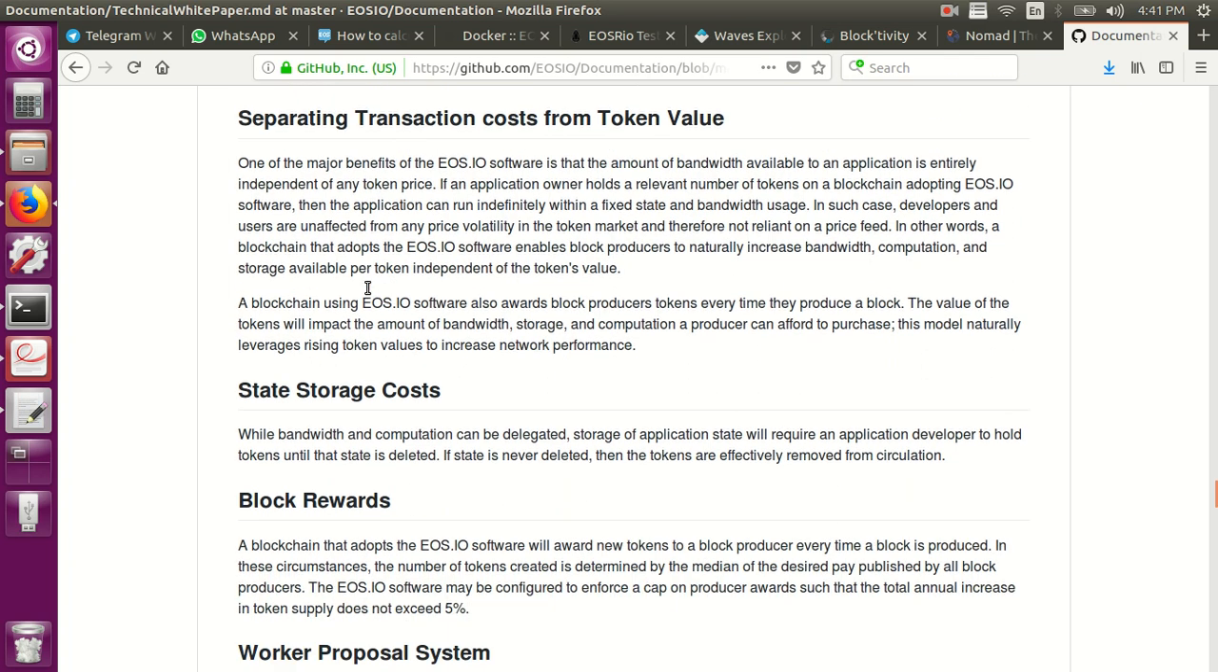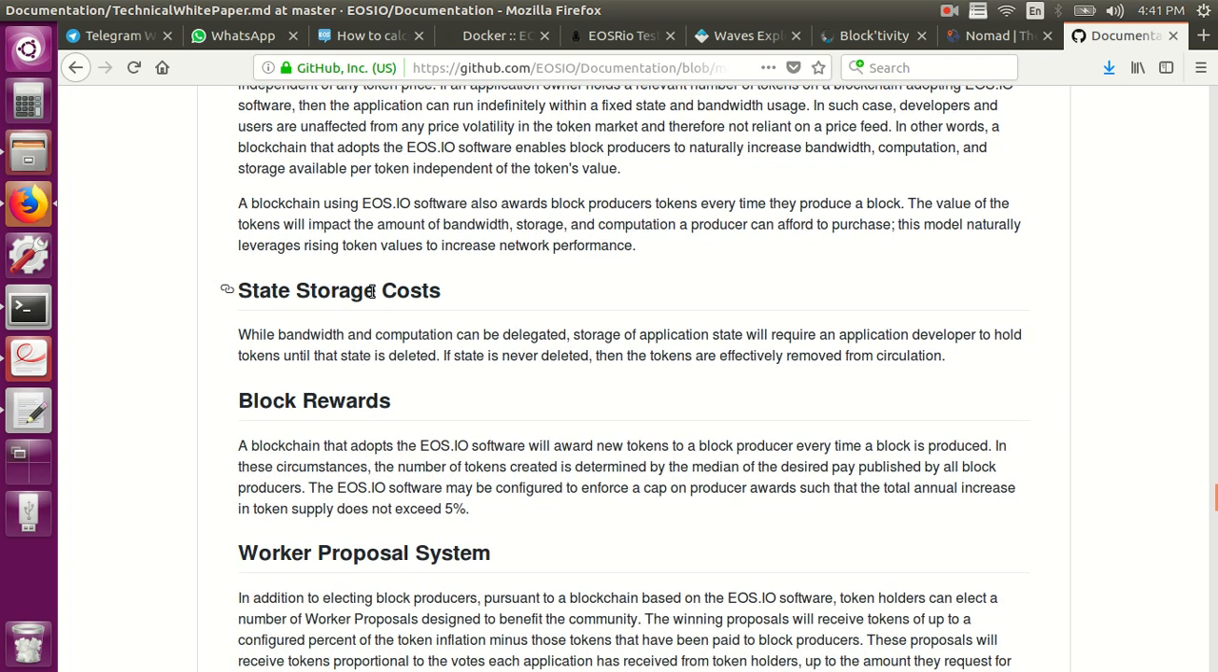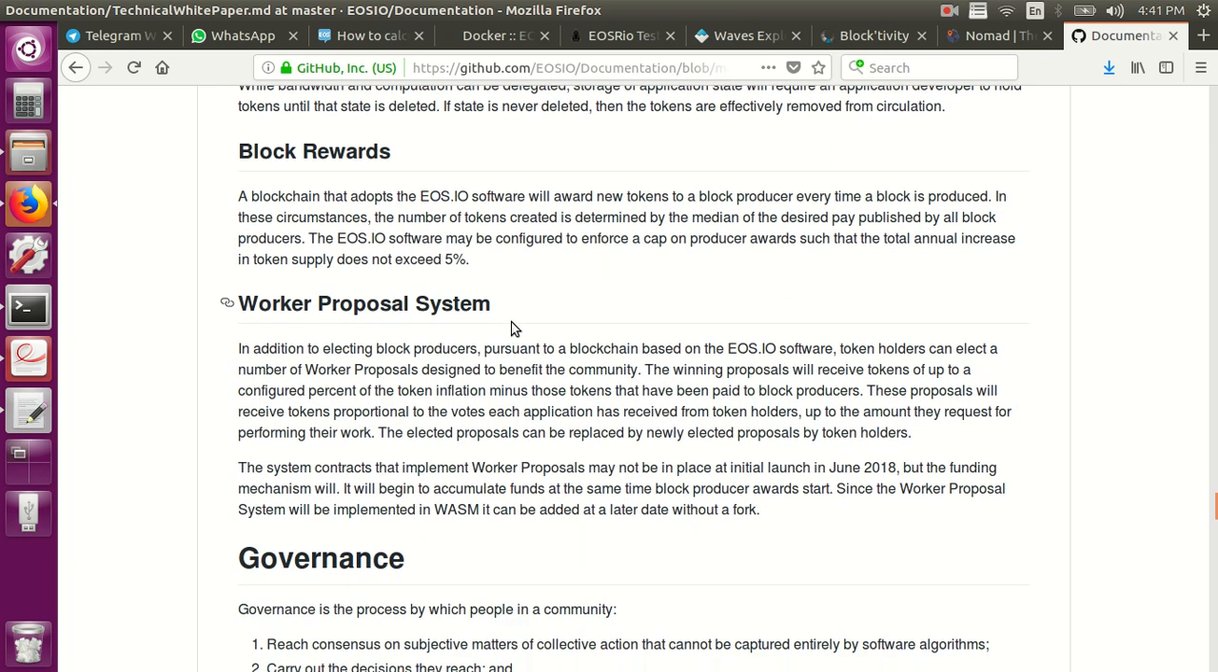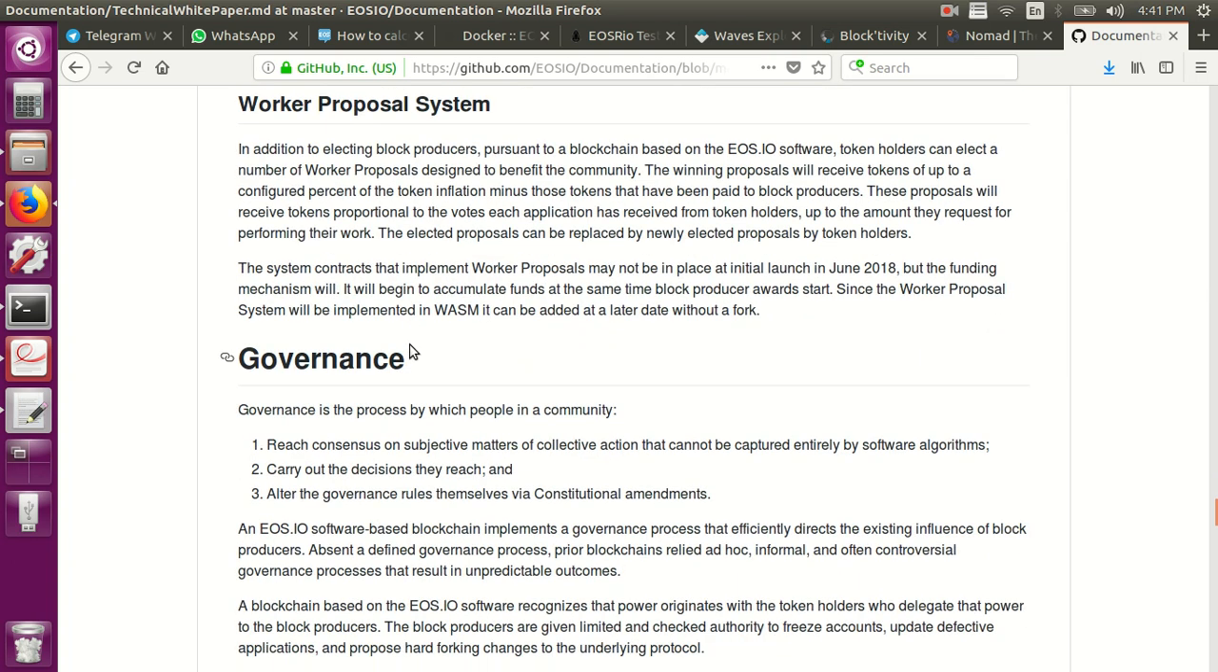Oh, let's see, what else do we have here? State storage costs. Like I said, there's RAM. You're going to pay for RAM when you're using it, and you'll get your tokens back when you're not using it. Block rewards, these are going to the block producers. There's a worker proposal system where essentially the community will fund different projects they find interesting using the block rewards.